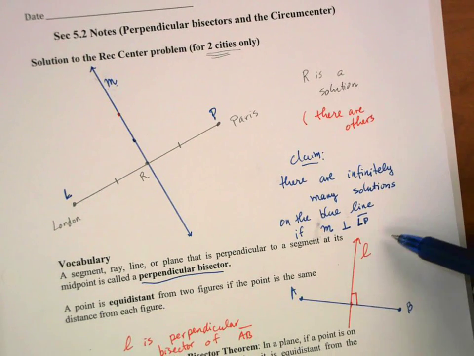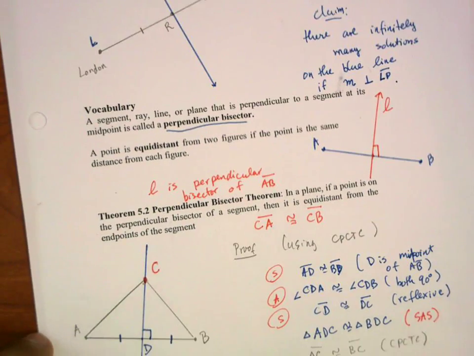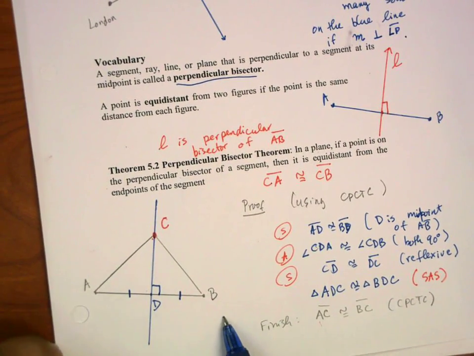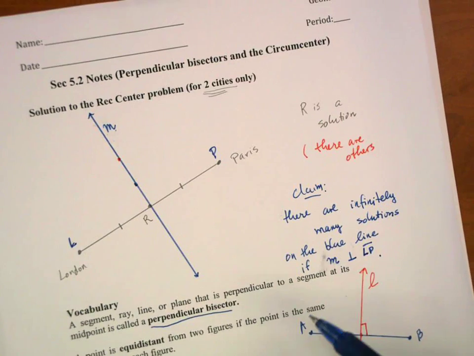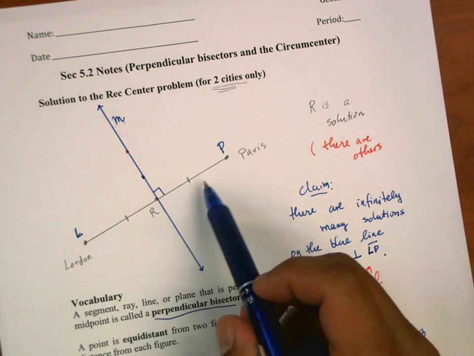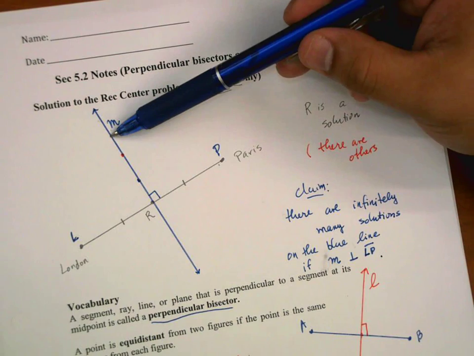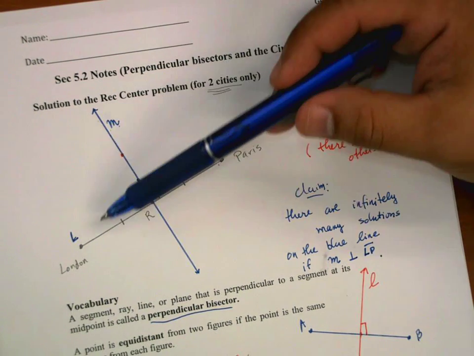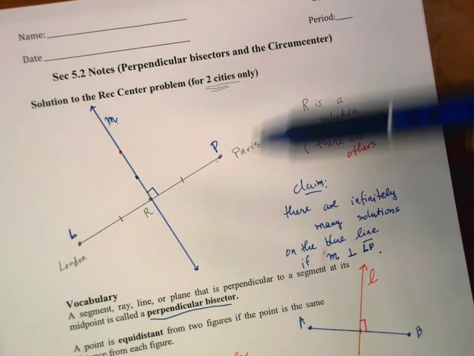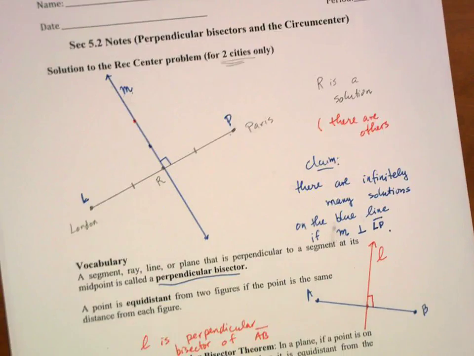Well, why must this claim be true? Because of this theorem down here. If you have something that is perpendicular and a bisector of these two segments, then every single point on this blue line is equidistant to the endpoints. Okay? And this is the solution to the rec center problem or the hospital problem for two different cities.